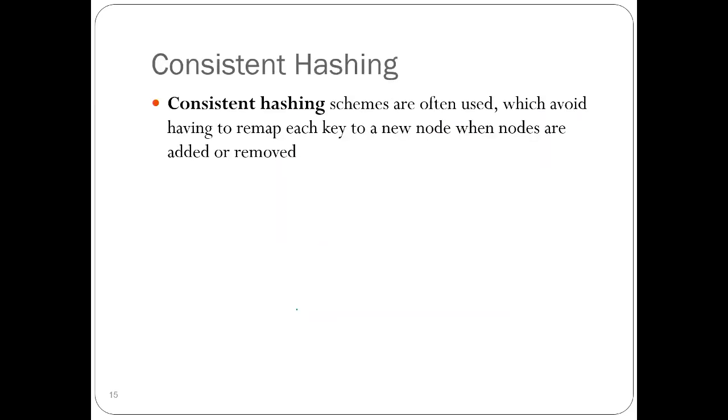Okay? All right. So now here storytelling will not help because we know what consistent hashing is. Consistent hashing schemes are used very often, and they avoid the remapping of each key to a new node when nodes are added or removed. All right. So now this is going to be interesting here. Guys, if you remember, I did say multiple times that the strength of NoSQL databases over relational databases is their horizontal scaling.